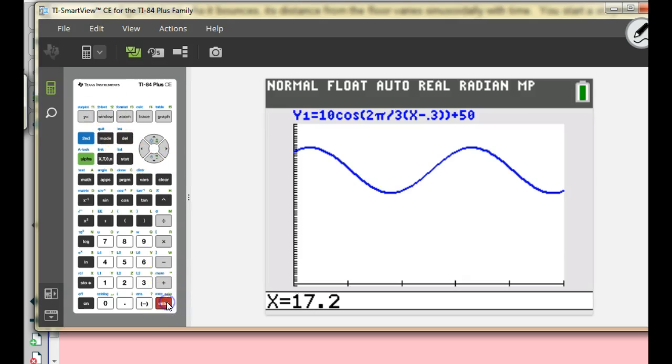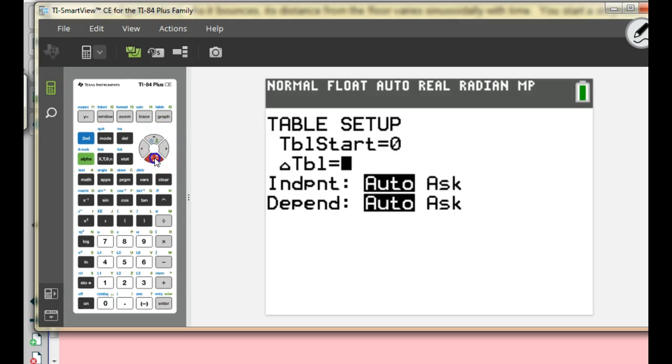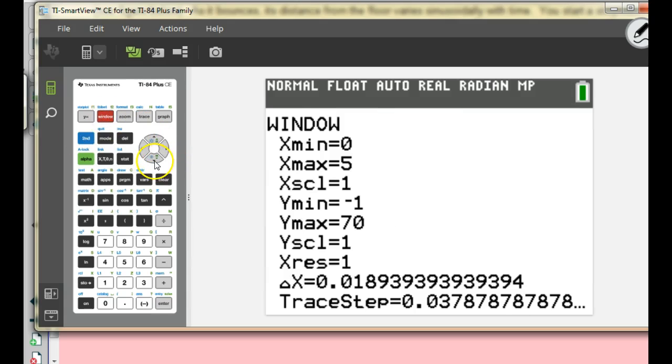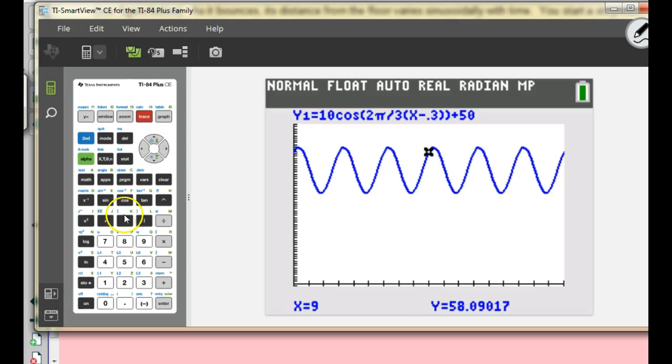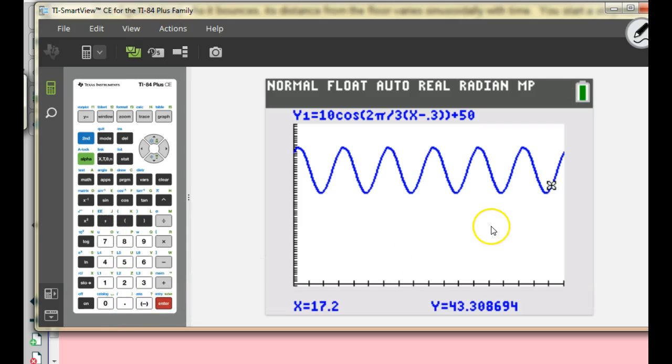So I could look at the table, but I would have to probably put it on Ask Auto. Because if I want 17.2, right? So now I can put in a 17.2. And I got 43.3. Did anyone else get that? The other option is just to make my window go out past 17.2. And then it'll let me do a trace. But it's not going to let me trace out to 17.2 unless it's actually in the window.